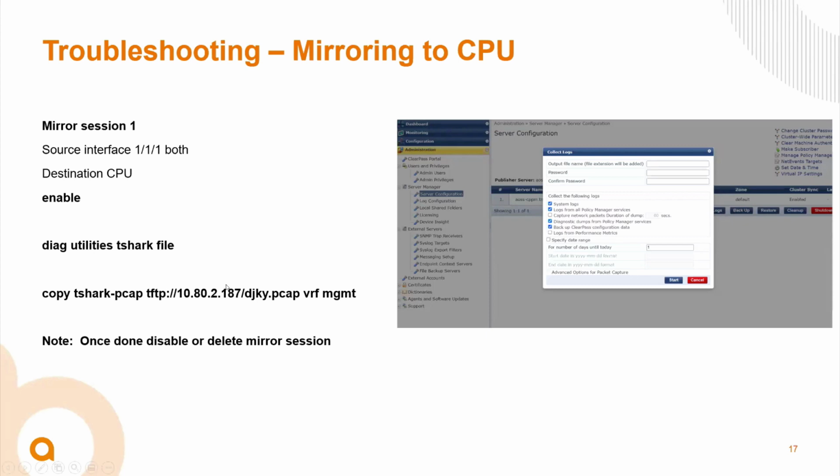This is the good thing. As soon as you complete that, do a copy to your TFTP location. The only thing is you have to provide the file name as PCAP, otherwise it will fail with no index. You have to provide the PCAP and then you can open that file.